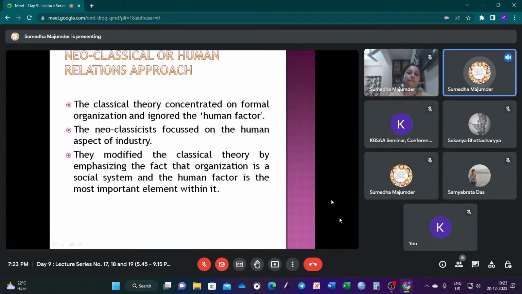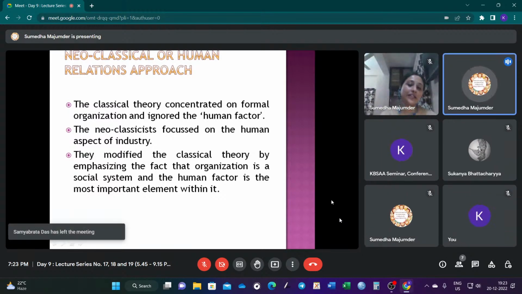Then we have another part as per our syllabus, that is the neoclassical thoughts of management. In the neoclassical thoughts of management, we have two perceptions or two approaches. That is the human relations approach. The human relations approach is developed by Elton Mayo.